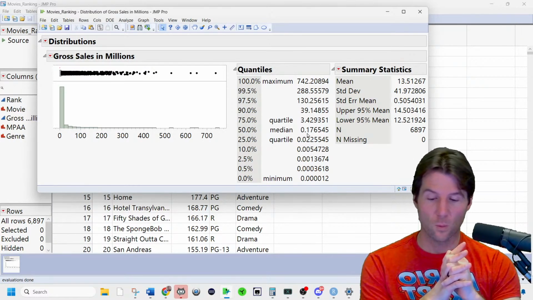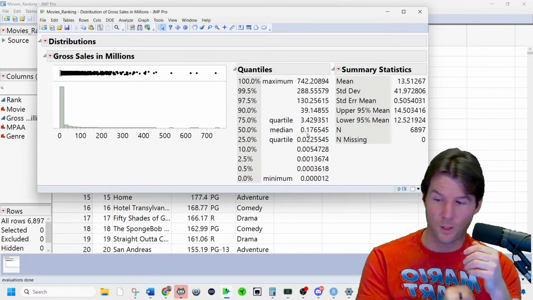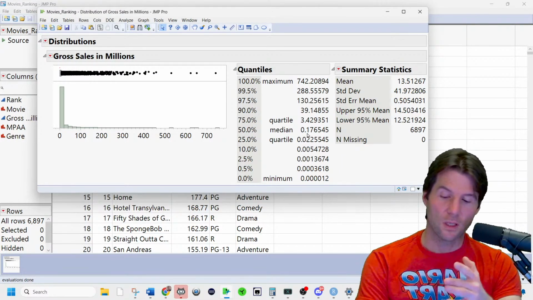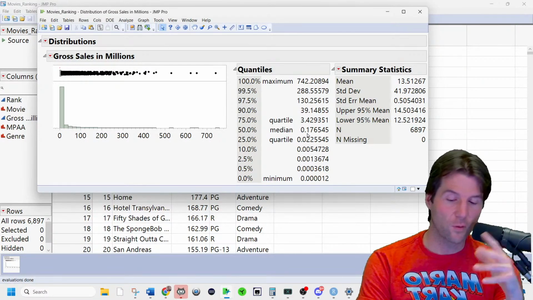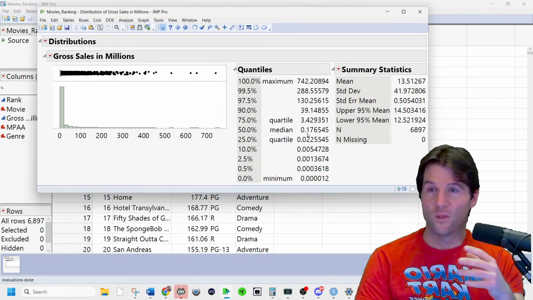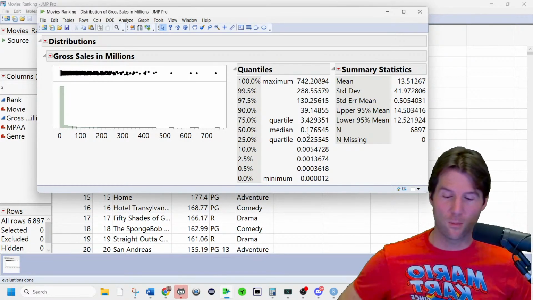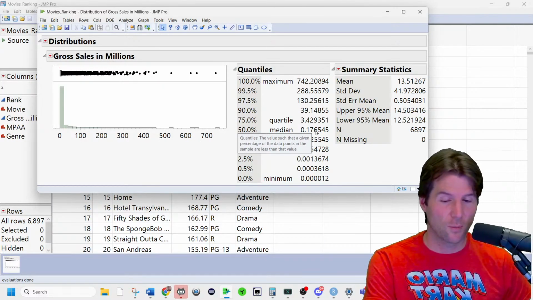So the median represents the 50th percentile of movies, which is being used because the data is so heavily skewed to the right. And with this, we would say that 50% of movies make $176,545. 50% make more than that, and 50% make less than that, because this is the median. And remember, this is in millions of dollars, so you just think of that as $0.1 million or so.